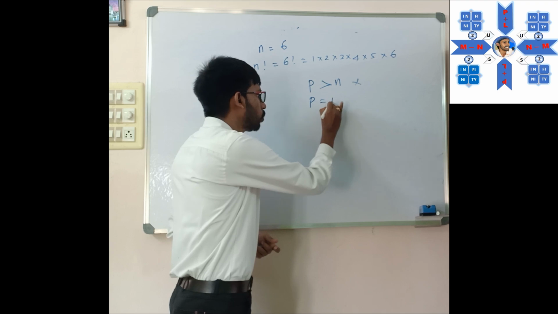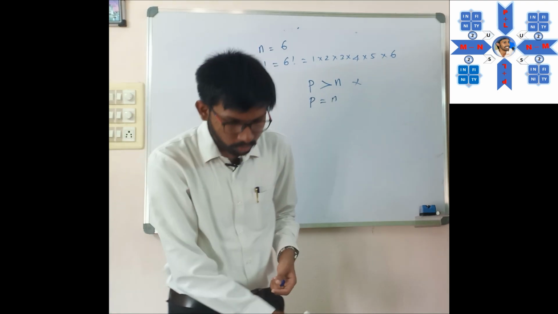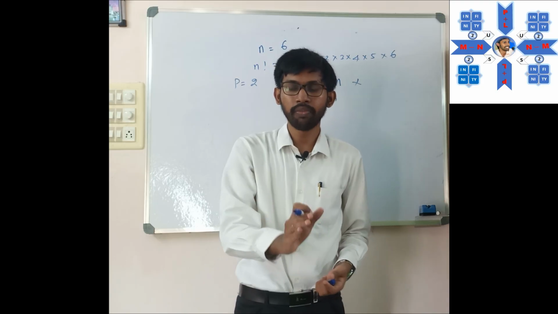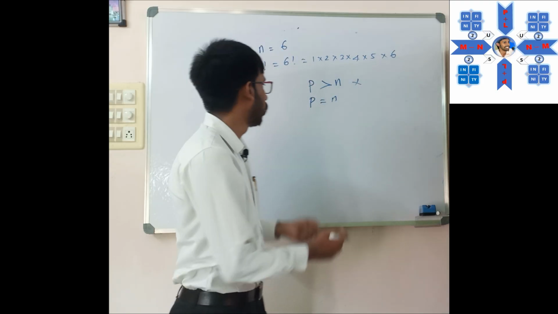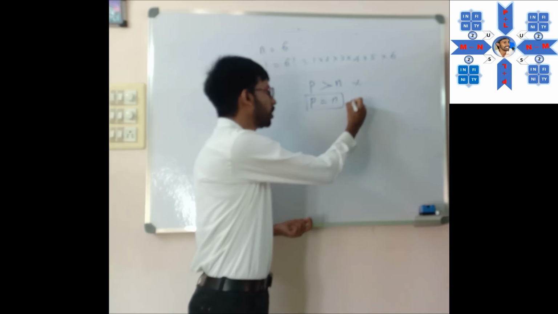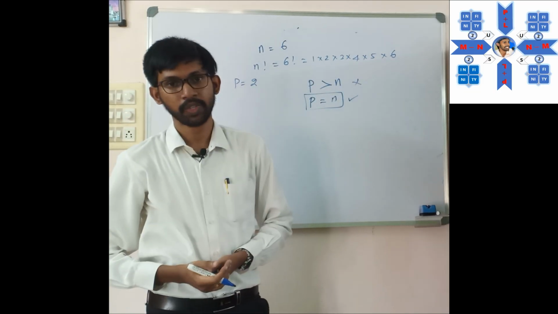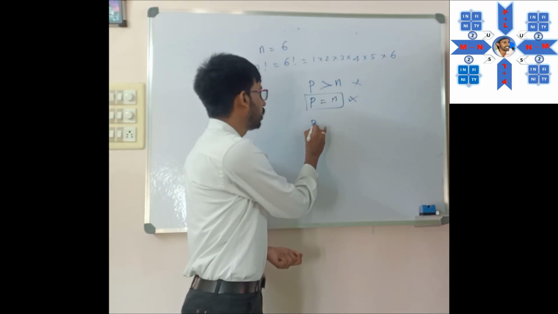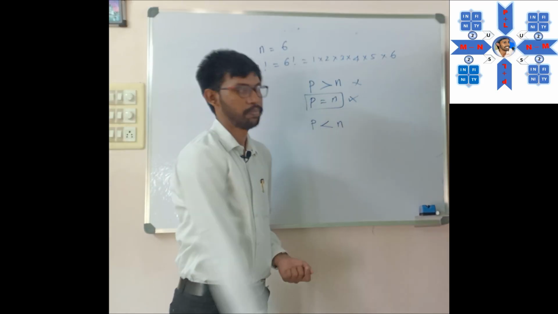P equal to n. Now again from the definition of prime I can understand that p itself will be the only factor. So obviously n will be the single factor for prime p in this case. So we are ignoring this as well. And p is strictly less than n.